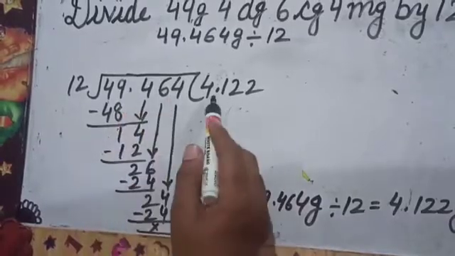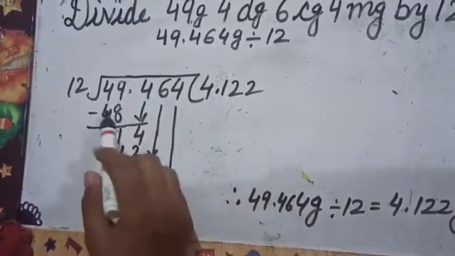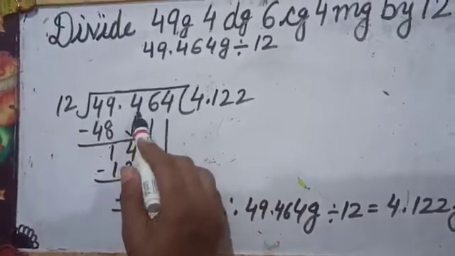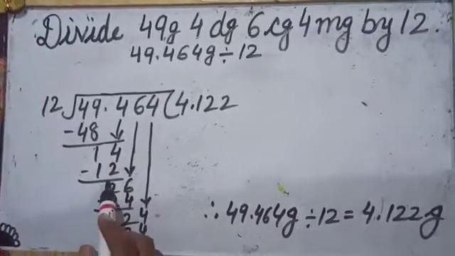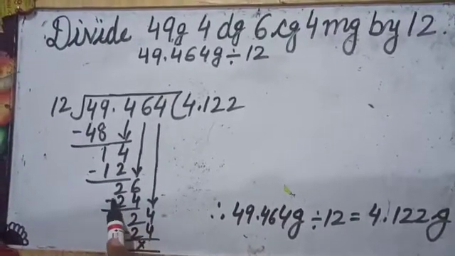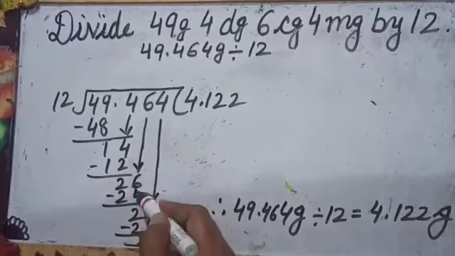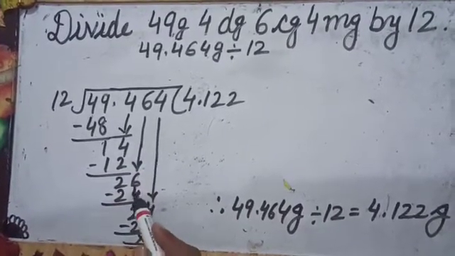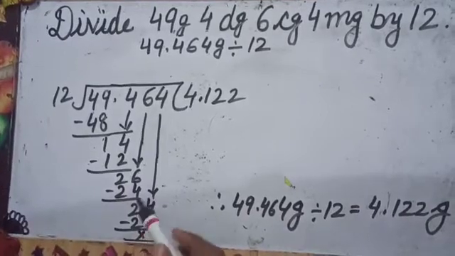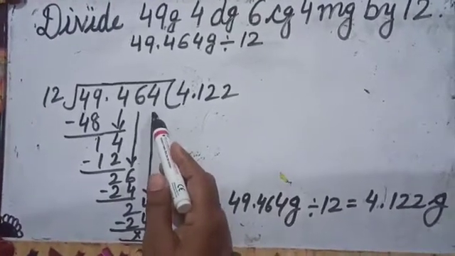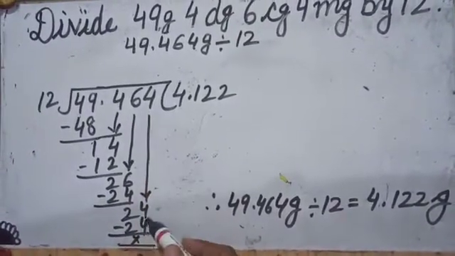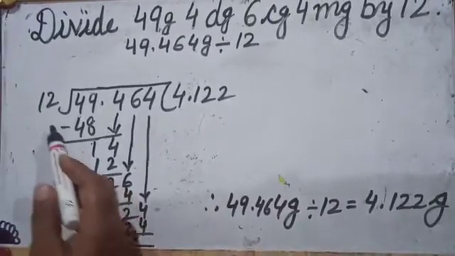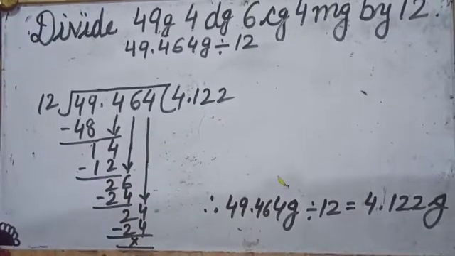Now decimal is there, we put decimal here in the quotient place. Then we bring down 4. 12 ones are 12. 14 minus 12 will be 2. Next bring down 6. 12 twos are 24. After subtraction you will get 2. Then again bring down the last digit in the dividend, 4. So the number is 24. 12 twos are 24. Remainder is 0.